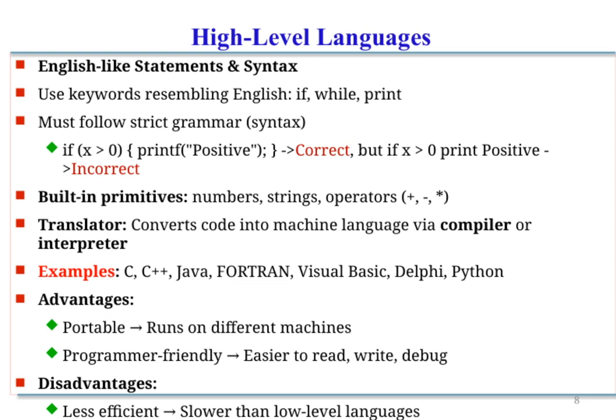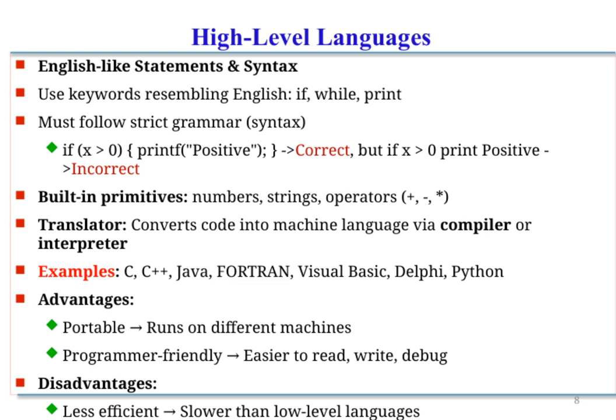High-level languages also come with built-in primitives like numbers, strings, and operators such as plus, minus, and multiply. These help us write more straightforward code without worrying about low-level details. Now, to run this code on a computer, we need a translator, either a compiler or an interpreter, that converts our high-level language into machine language that the computer can understand. Languages like C, C++, Java, Fortran, Visual Basic, Delphi, and Python are popular examples of high-level languages.